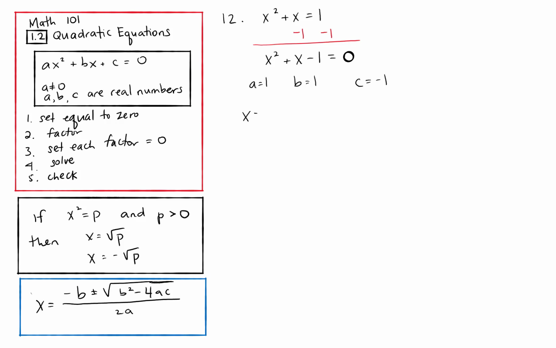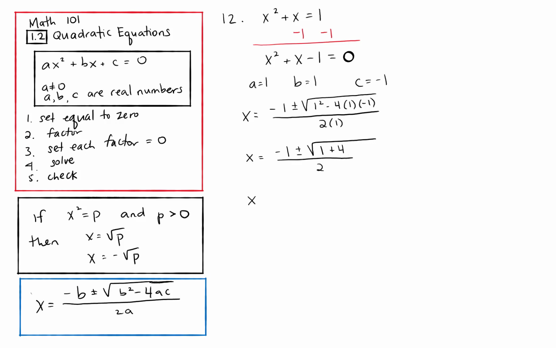We have x is equal to negative b plus or minus the square root of b squared minus 4ac all over 2a. And make sure that when you do that, you don't mix up your pluses, your minuses, and your multiplication symbols. And that's negative 4 and negative 1, so that turns into plus 4 over 2. Get x is equal to negative 1 plus or minus the square root of 5 over 2.